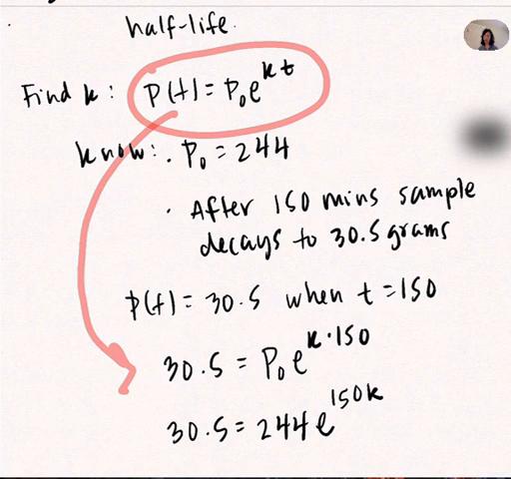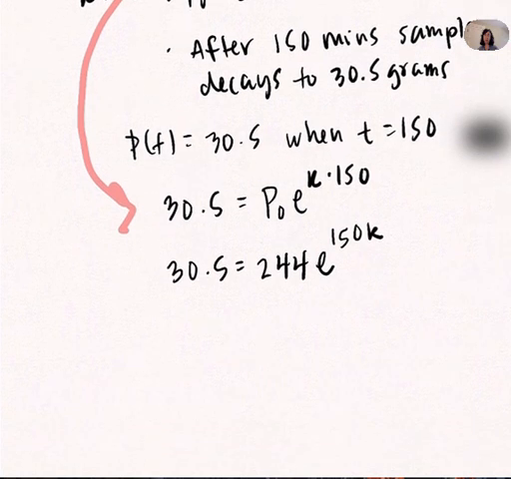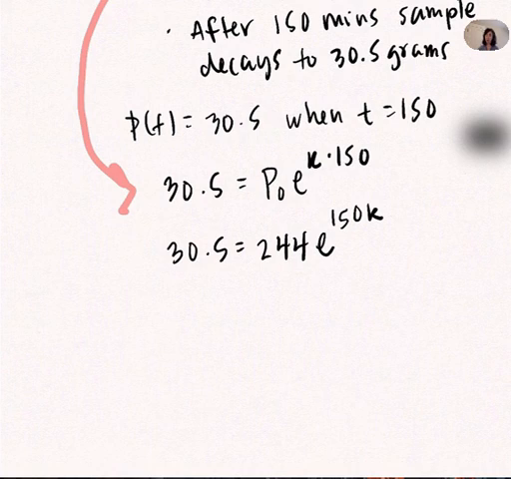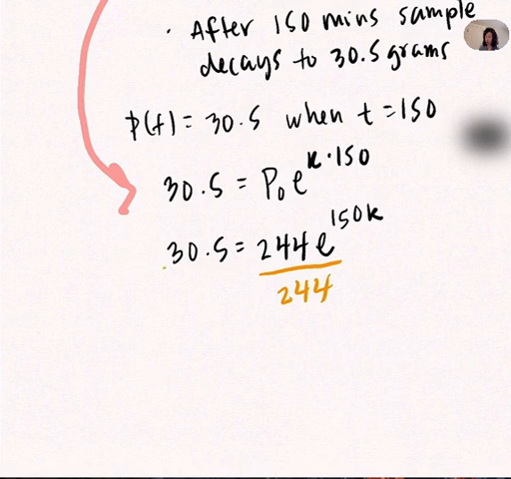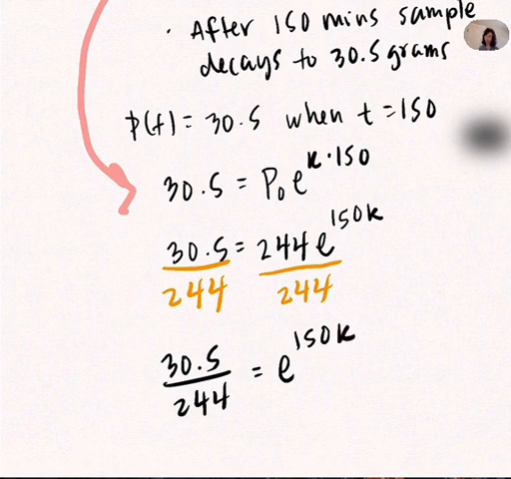So how do I solve for k? I'm going to isolate the exponential function first. So what do I mean by that? I'm going to get the e to the 150k by itself on one side by dividing both sides by 244. So if I divide both sides by 244, I end up getting 30.5 over 244 equals e to the 150k. Now, why would I want to isolate this exponential function e to the 150k?